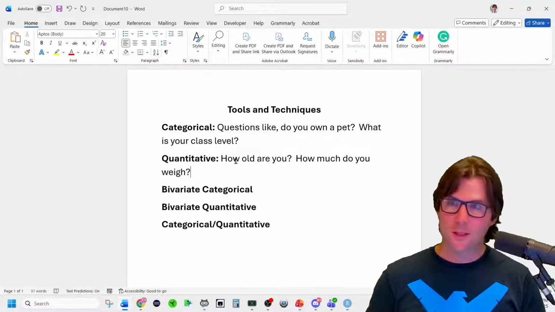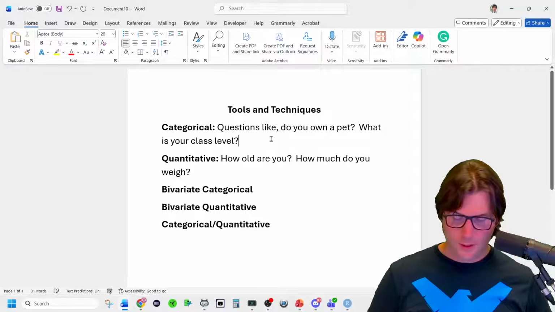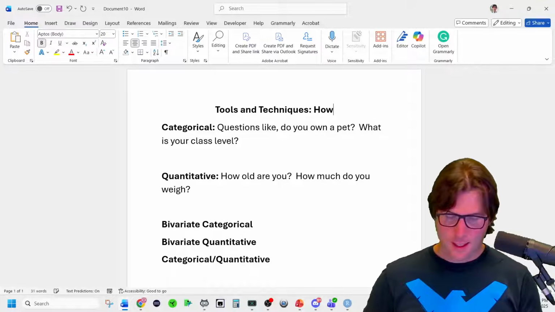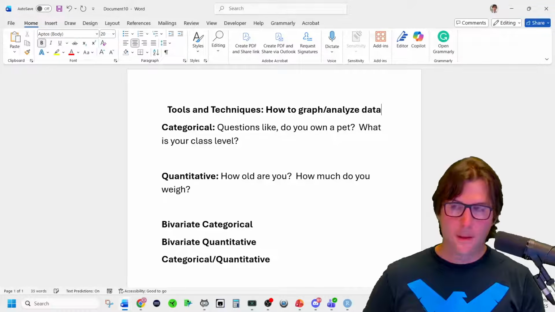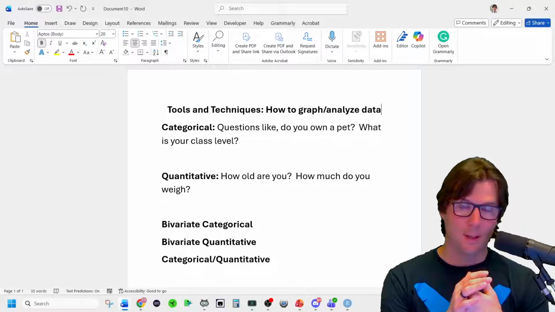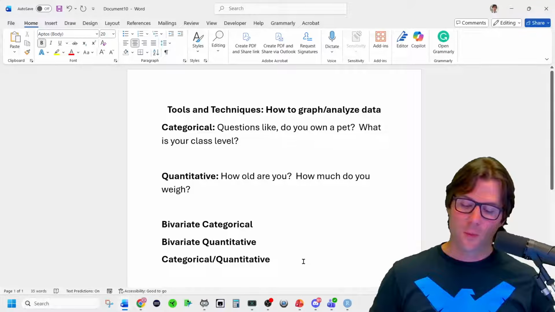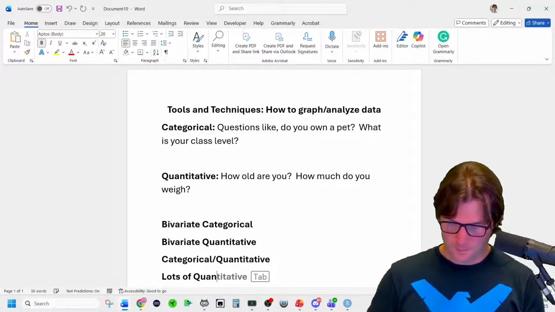What's up, Logan? Good to see you there. We're talking about the tools and techniques part of the test. So we're talking about, like, you have to know how to both graph / analyze data. So in this class, you learn how to graph and analyze data. So you have to know first the data type. I'd say that's the big question: what kind of data are we dealing with? And I should put another one down here called lots of quantitative variables.